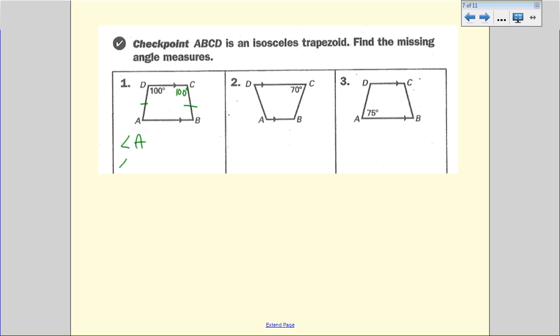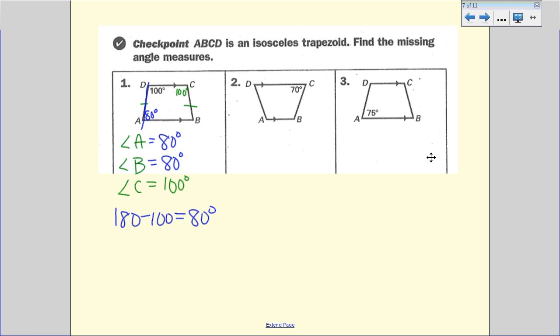So I don't know angle A, I don't know angle B yet, but I do know that angle C is 100 degrees. I know that angle A and angle D are supplements. So I can do 180 minus the 100 degrees, and that's going to give me 80 degrees for angle A. I know that angle A and angle B are congruent because this is isosceles. So we have another 180-degree angle. All right? So we're still using this idea of relationships going back to the very beginning of the chapter. And so I want you to do this now, and we will check in class.